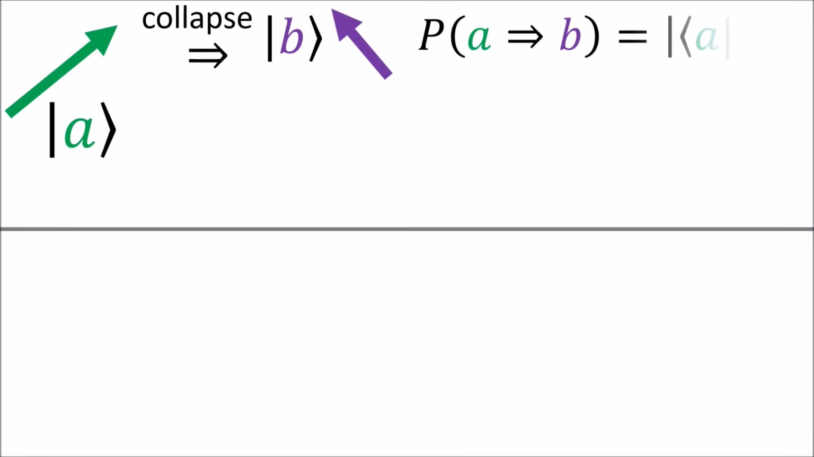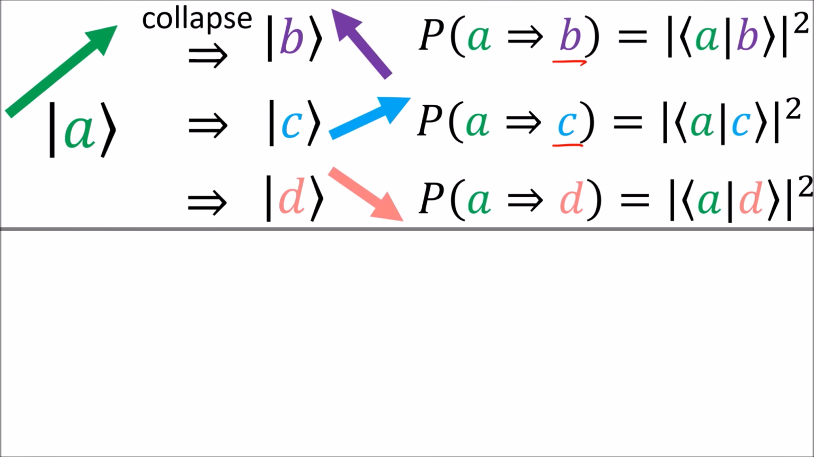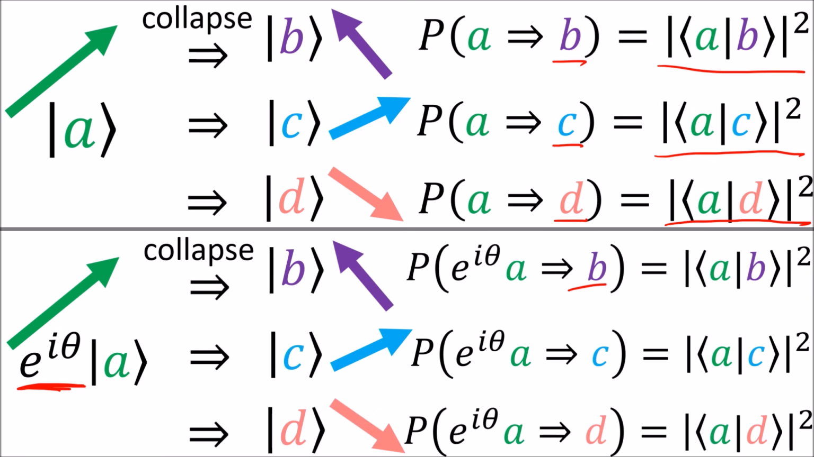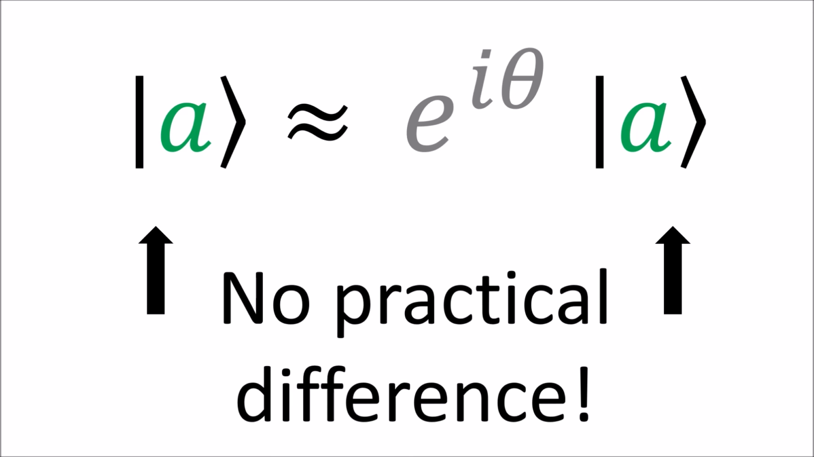So we know that when we measure the state A, it can collapse into various other states according to some known probabilities. And we just learned that when we measure the state A multiplied by a phase factor, it can collapse into the exact same set of states with the exact same probabilities. Because the states A and A times phase collapse into the exact same states with the exact same probabilities, practically speaking, there is no difference between them.